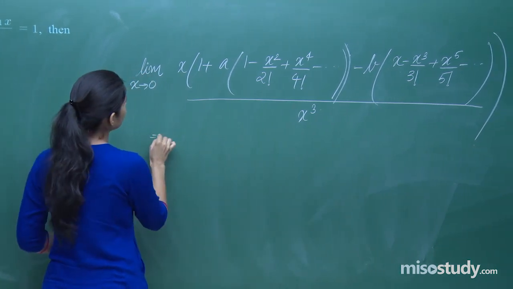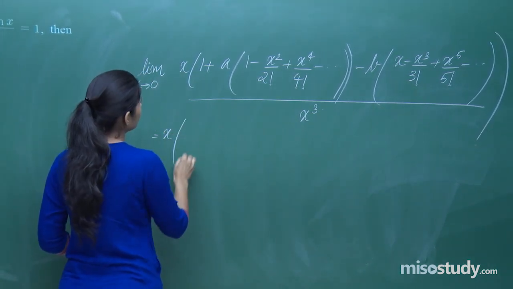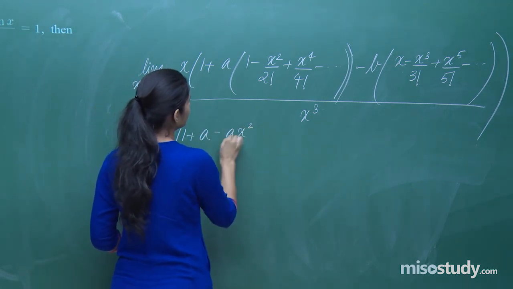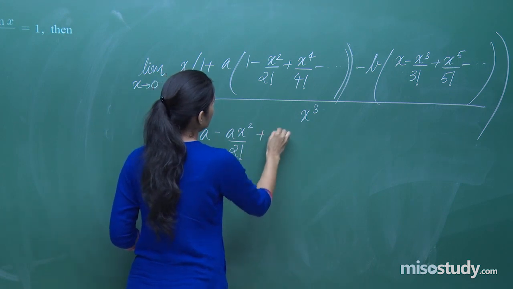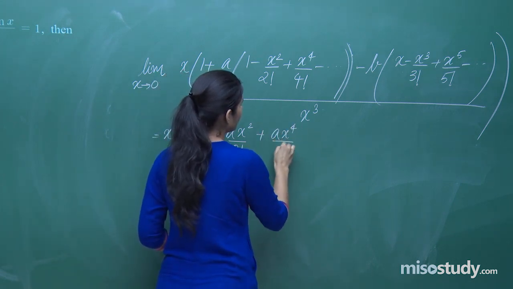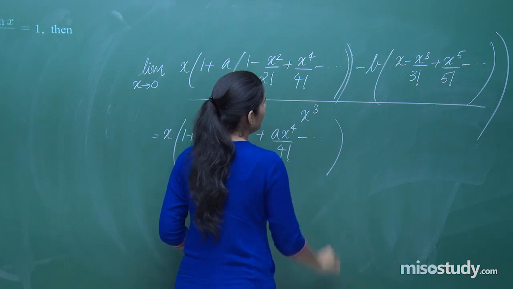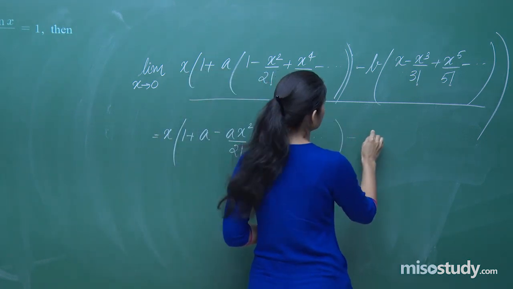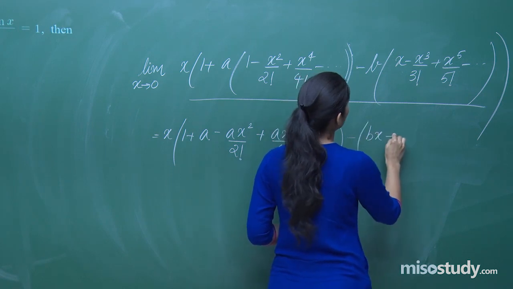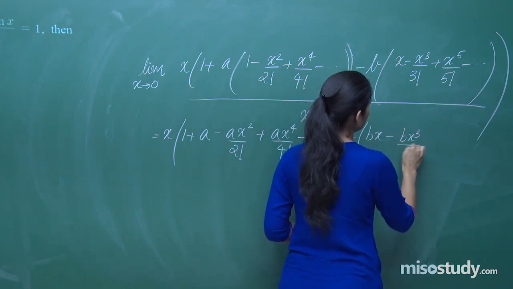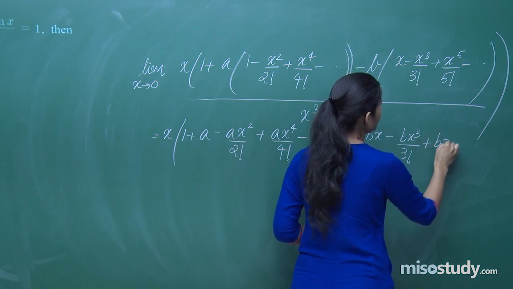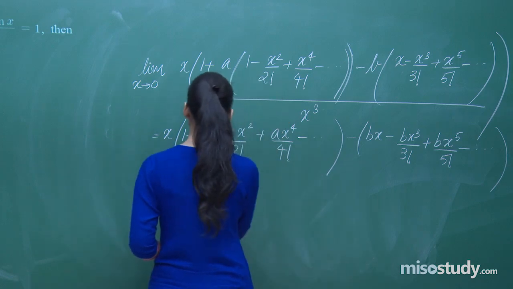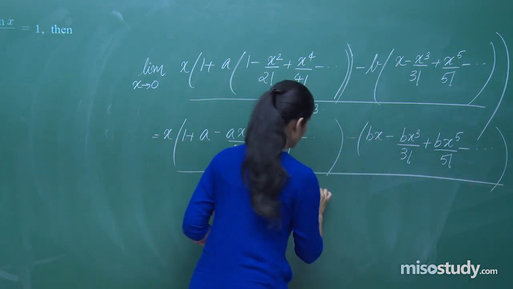Just open this up, you get what? x is outside: 1 plus (minus ax square by 2 factorial plus ax to the power 4 by 4 factorial and so on). So x is only multiplied by this minus bx cube by 3 factorial plus bx to the power 5 by 5 factorial and so on, whole upon x cube.